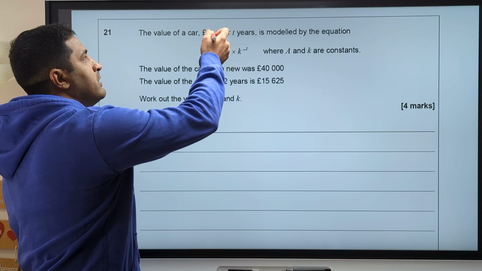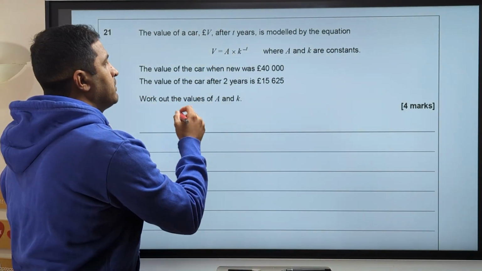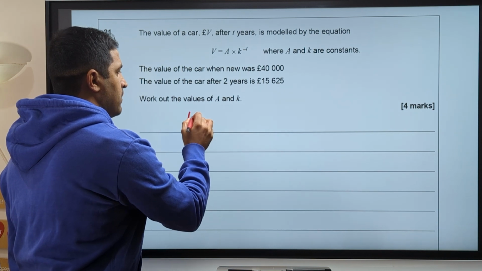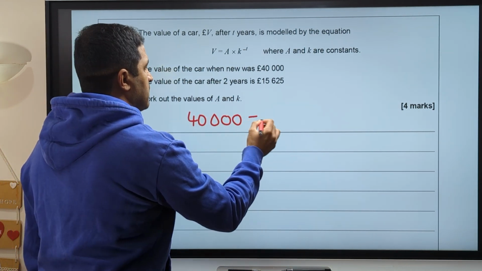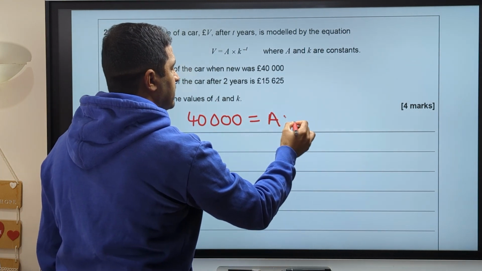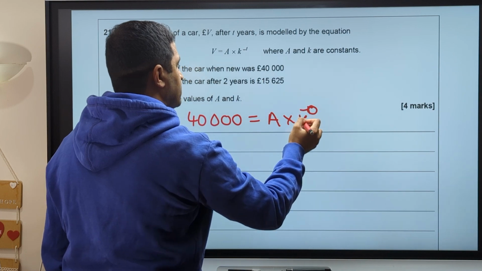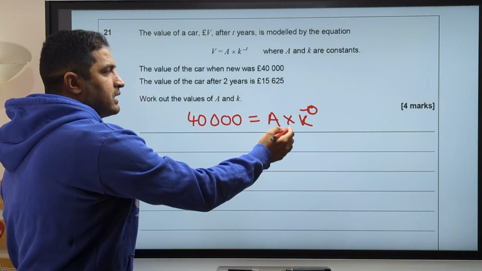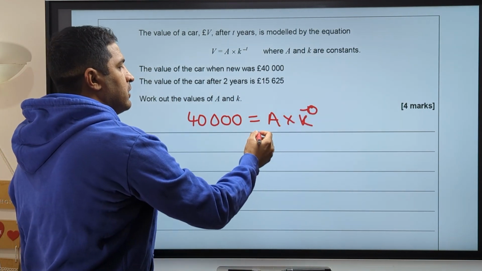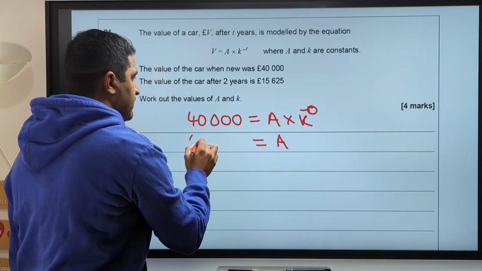Okay, let's put these numbers in the formula here. So the value of the new car is 40,000. So 40,000 equals A times k to the power negative 0, because t is 0 when it's brand new. So we can say k to the power negative 0 would be 1. So A is 40,000.